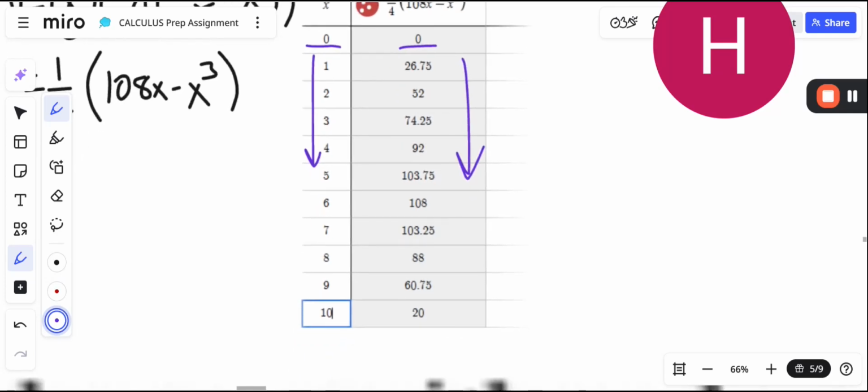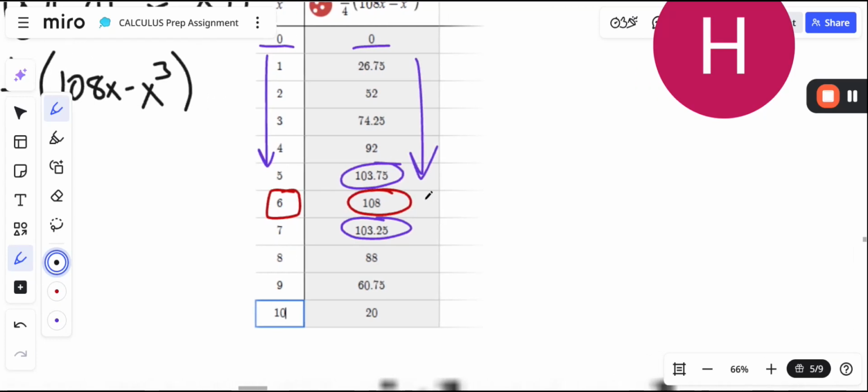But what do we catch here? It's 103, and then it's back to like 103. In fact, it's lower. It's 103.25. So what happened? It must have been going up and then started going down. And it's looking like x equals 6 is producing a significantly high volume, like a maximum volume of 108. Notice that it continues going down from there.